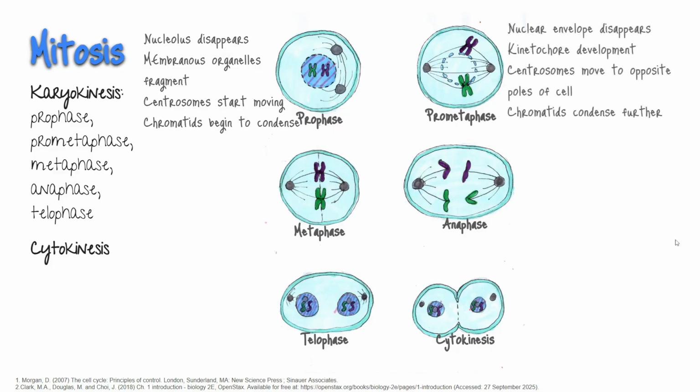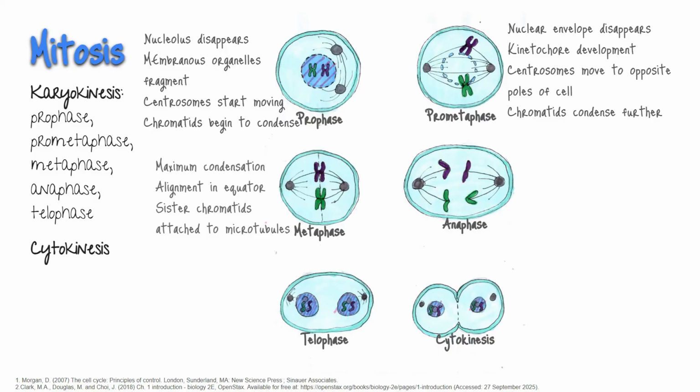Prometaphase, the first change phase. Nuclear envelope breaks down. Chromosomes condense further and in their middle section develop a protein called kinetochore, which attaches the chromosome to the mitotic spindle. Centrosomes move to opposite sides of the cell.